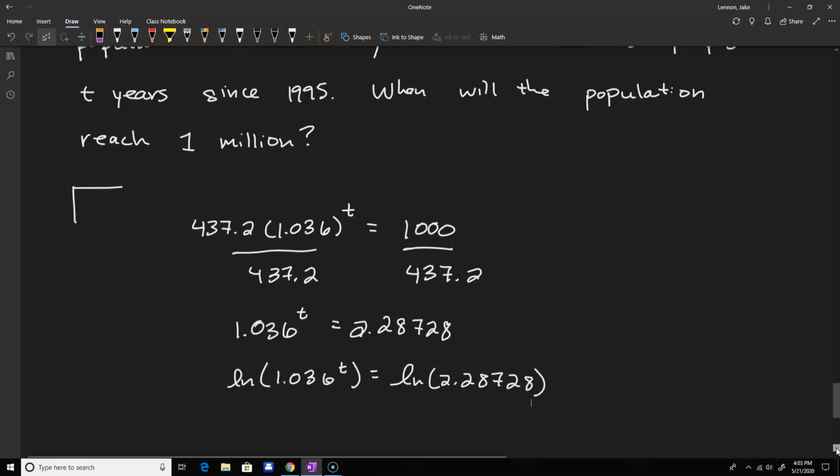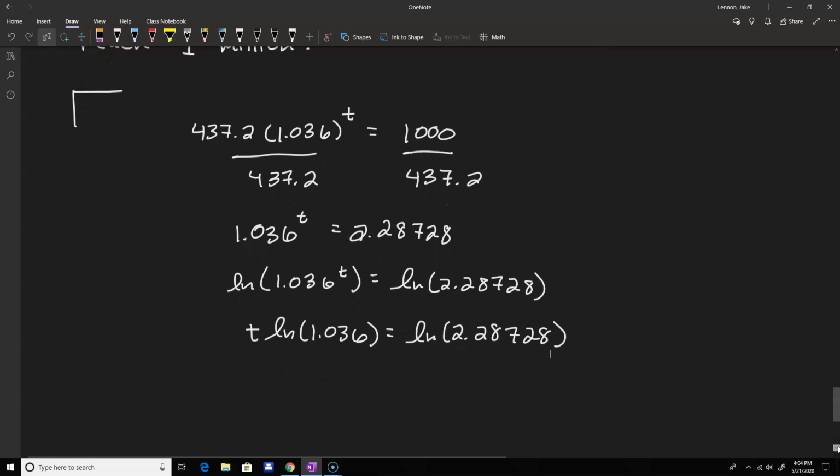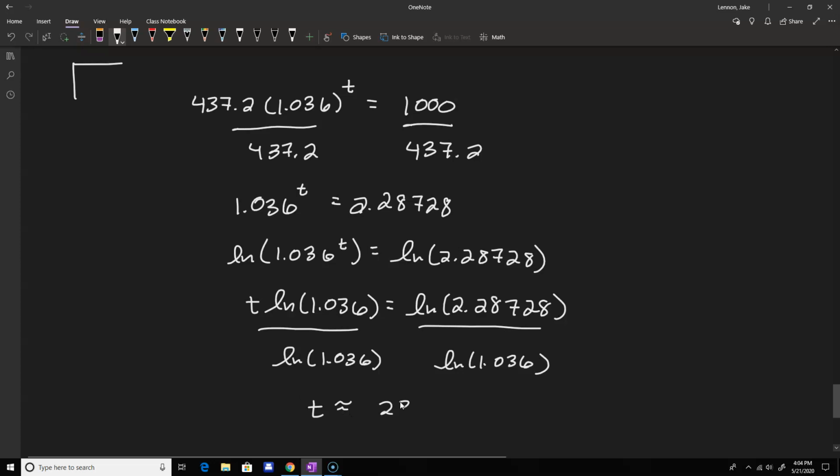Okay, so from log property number 3, we can bring that exponent out. So we get t times the log of 1.036. I'm not going to approximate this time. I'm just going to leave the logarithms there and approximate the last step. Whenever the input of a log is just a regular number, it's just representing a numerical quantity. It's nothing fancy. You just don't know what the numerical quantity is because these things are hard to evaluate without a calculator. So if we divide by the natural log of 1.036 on both sides, we will have solved for t. So we have t is approximately 23.4.